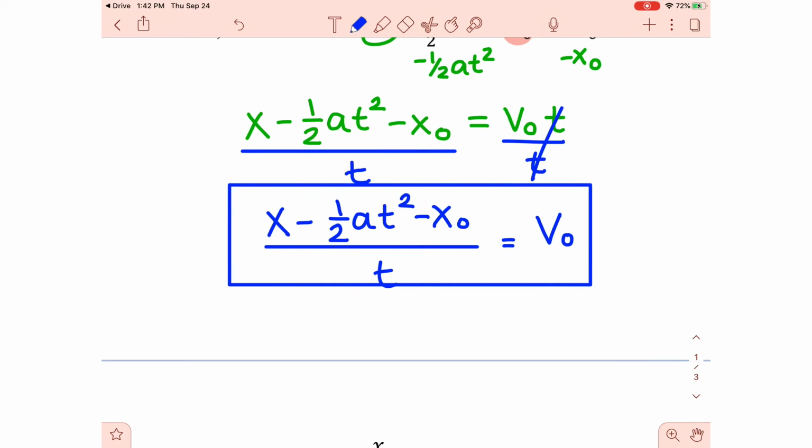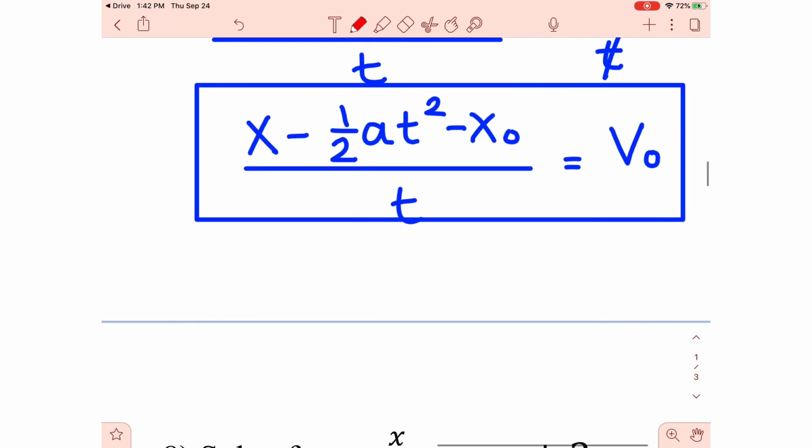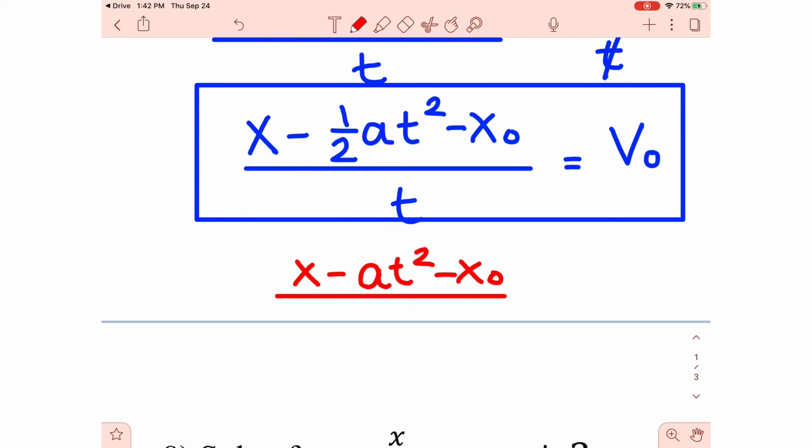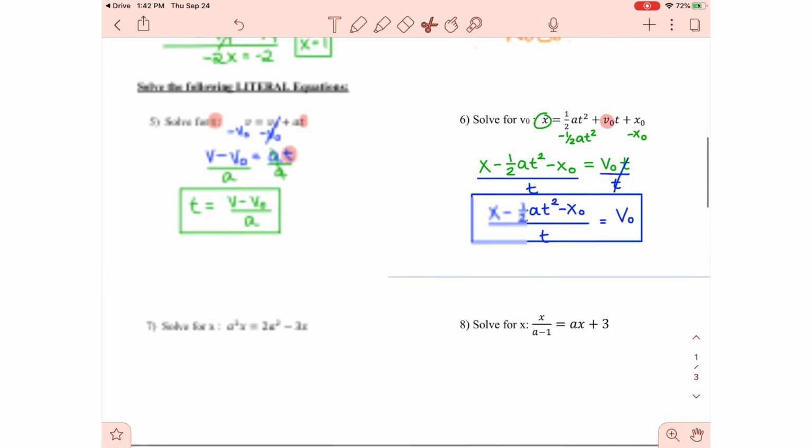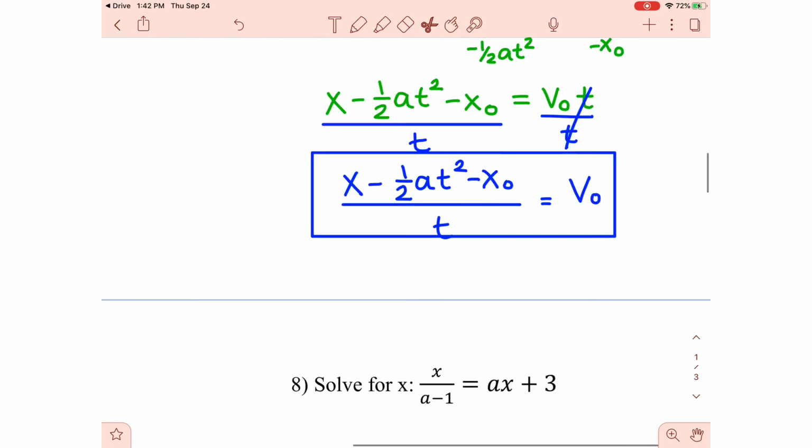Another way to write it would be x minus at squared minus x naught all over 2t. Because since that's in the denominator, you can rewrite it so that it goes in the denominator. Can you? No, you can't. You know what? I take that back. Shoot. I'm going to cut this out of the video. I would just leave it like this.